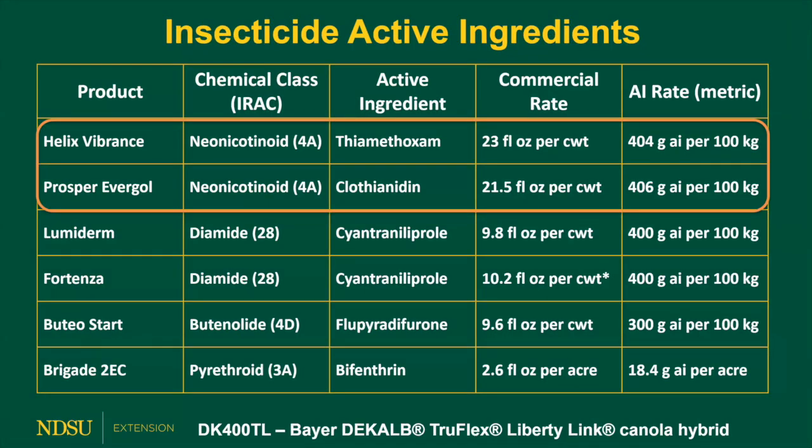Here are the active ingredients that we tested: Helix Vibrance and Prosper Everglow, neonicotinoids, and the rates we used. Then we have Lumiderm and Fortenza, the diamides, group 28, and Buteo, the butenolides, group 4D. We also followed up with a pyrethroid foliar insecticide whenever they reached the threshold of 25% defoliation. That was Brigade 2EC, which is bifenthrin.